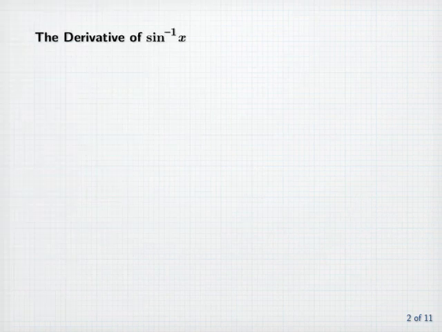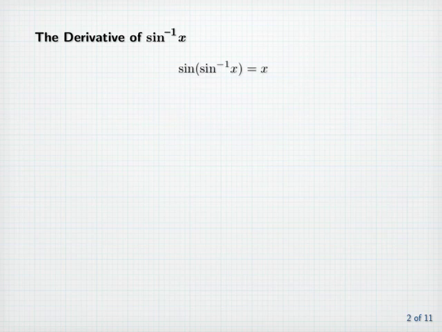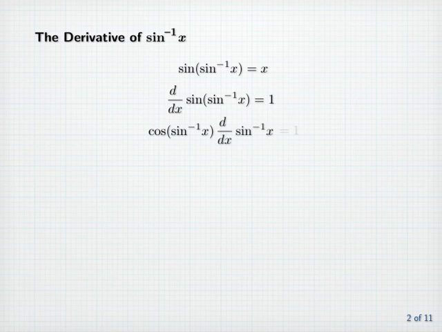The derivative of inverse sine of x. We start with the equation sine of inverse sine of x equals x. Then we differentiate each side with respect to x. This gives a 1 on the right-hand side. On the left side, we use the chain rule and get cosine of inverse sine of x times the derivative of the inside function, which is inverse sine of x.